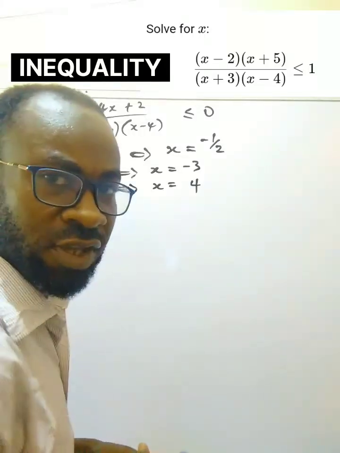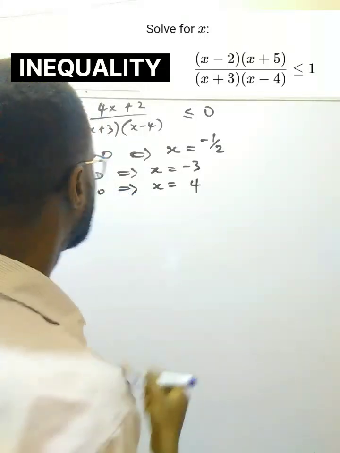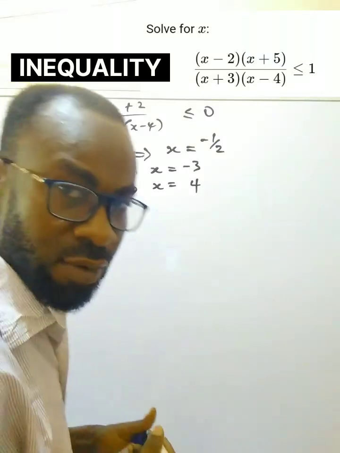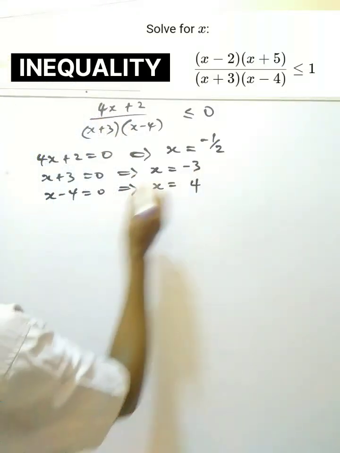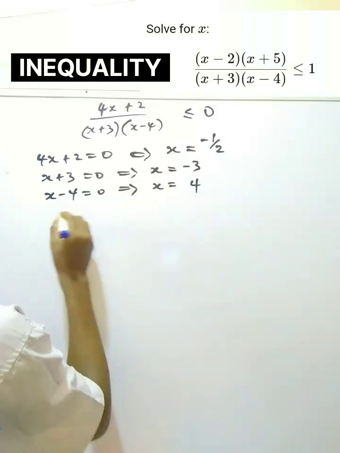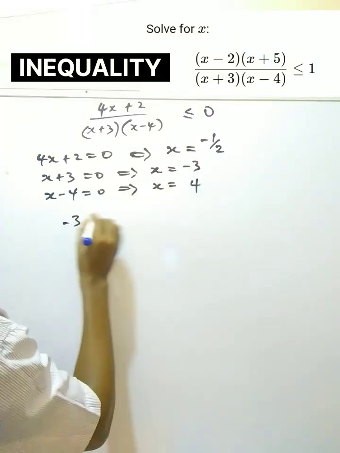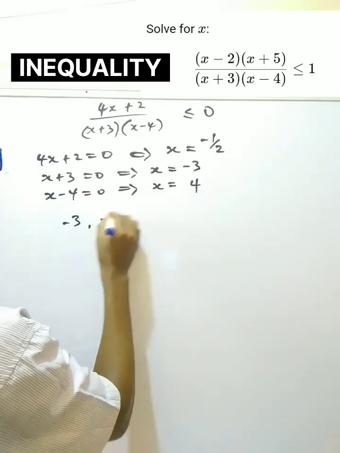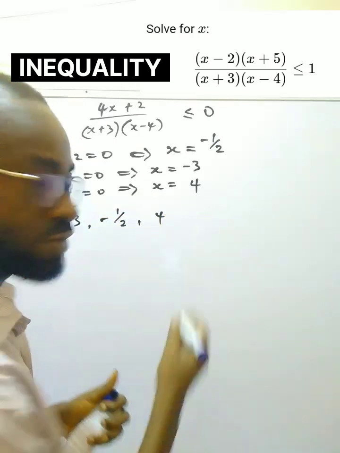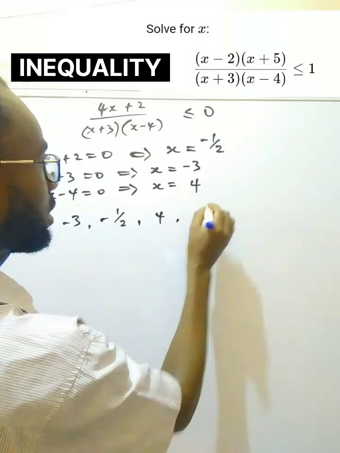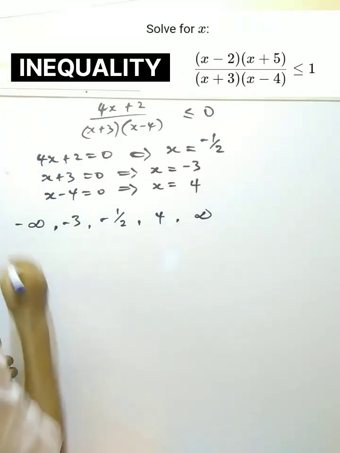Now, the next thing we're going to get is the intervals, so that we can now use our sign analysis. To get the intervals, first of all, let's arrange the critical points according to their sizes: minus 3, minus half, and then 4. So let's put the two extremes. The two extremes are positive infinity and minus infinity.